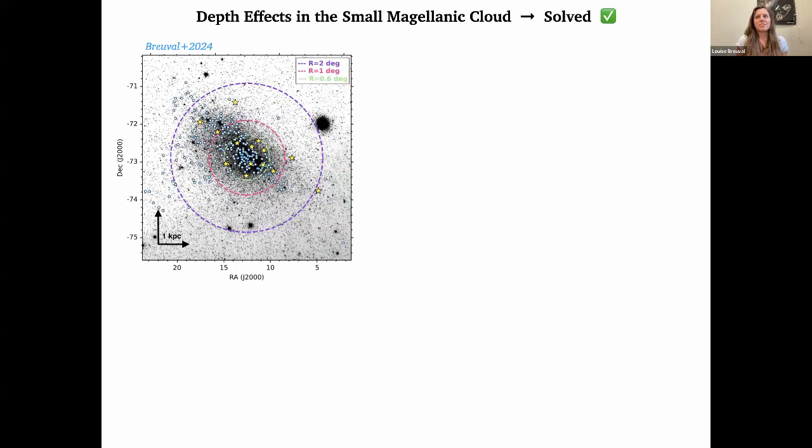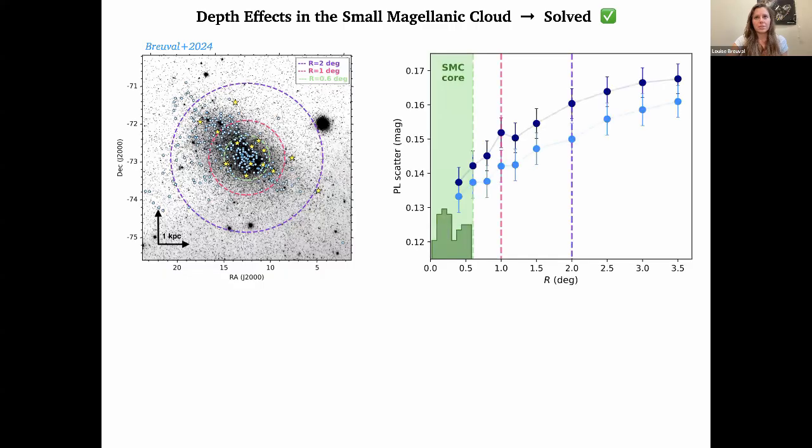So I mentioned the depth effect because the SMC is very elongated along the line of sight. So whether you include the whole sample of Cepheids or if you limit to the core, you won't get necessarily the same PL relation, especially the scatter is different. So the whole sample gives you a larger dispersion, but if you limit to the core, you are able to reduce the dispersion of the PL relation.